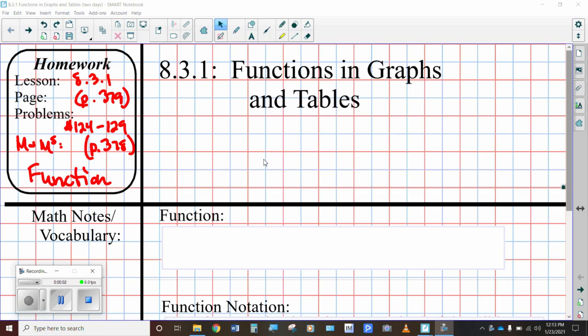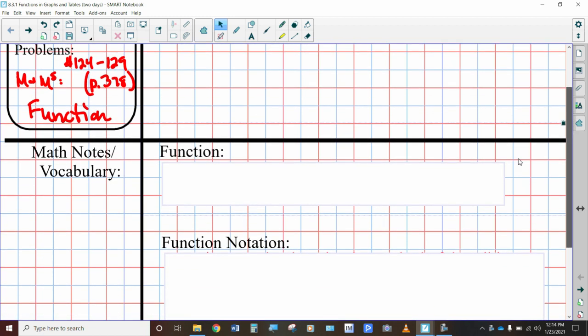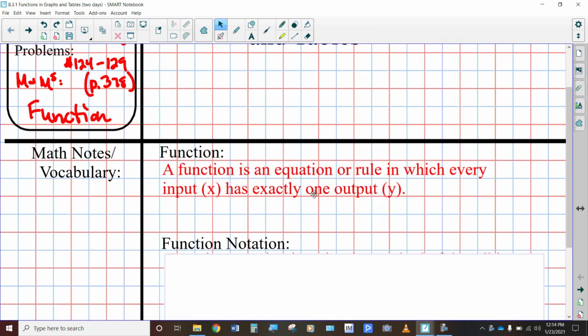All right, today we're going to start a two-part lesson, a two-day lesson, where we focus on what a function is and how it is related to work that we've already been doing throughout the year, working with linear two-variable equations. So to start off, let's focus on the definition of a function. We would say that a function is an equation or a rule in which every input, the x values, has exactly one output, the y values.